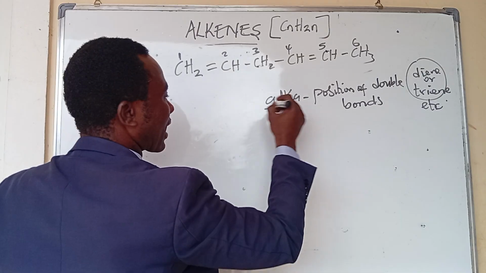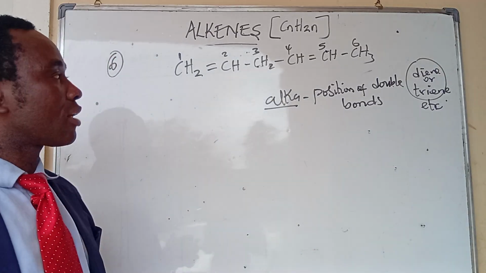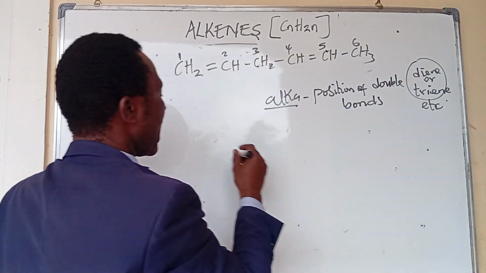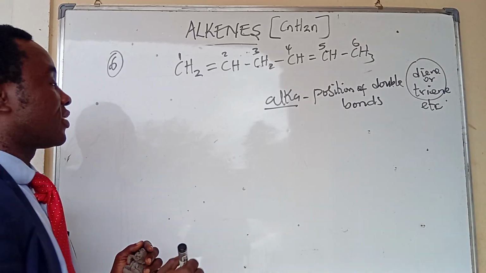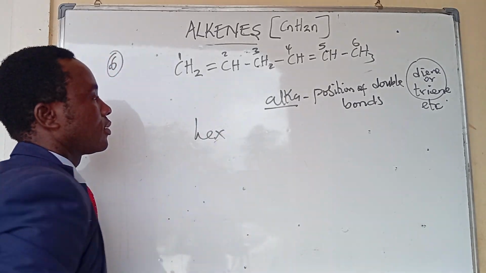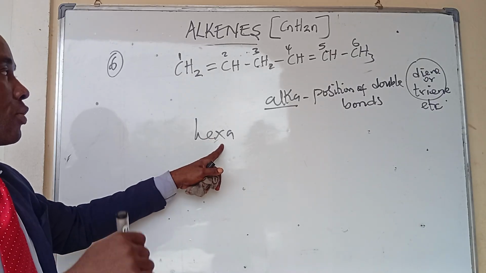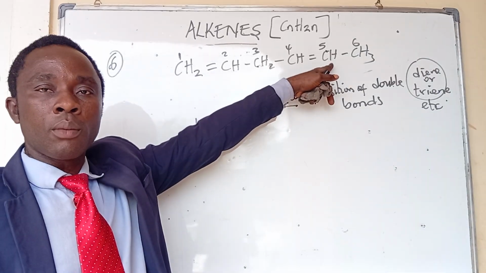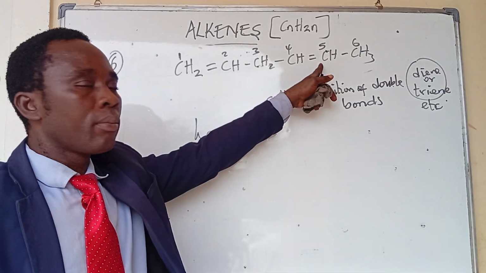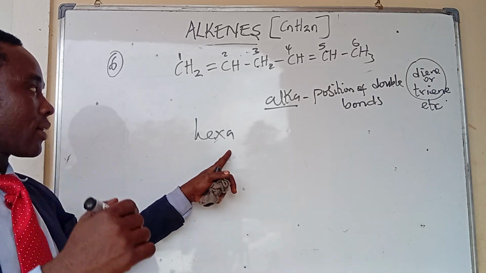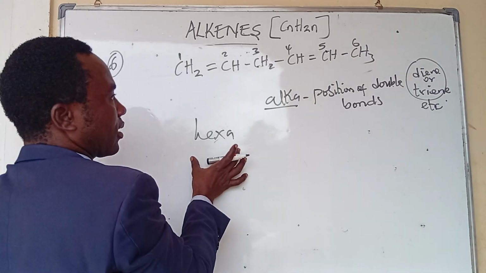Now, how do we name it? We start with the alka. Alka means the number of carbon atoms. In this case now it is 6. The alka for carbon atom that is 6 is hex. So you don't use hex because there is more than one double bond. Anytime it's more than one double bond, you use hexa. So this is hexa.